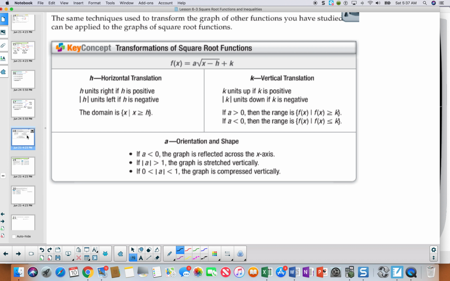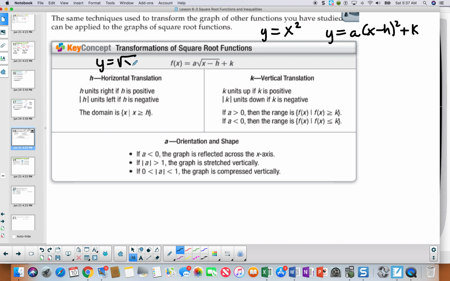Let's go ahead and take a look at transformations of square root functions. Very similar to what we did with a parabola. Remember, with a parabola, our parent function was y equal to x squared, and then we looked at translations that were in what we call vertex form, and it showed us how the vertex was moving so that we could graph it easily. Well, we're doing the same thing.